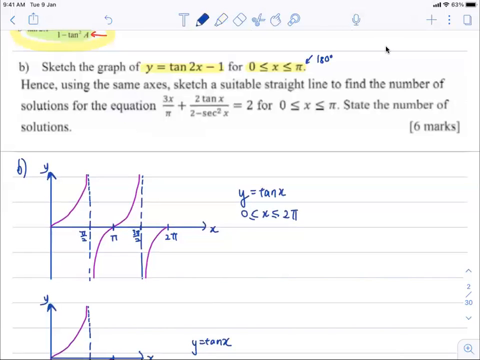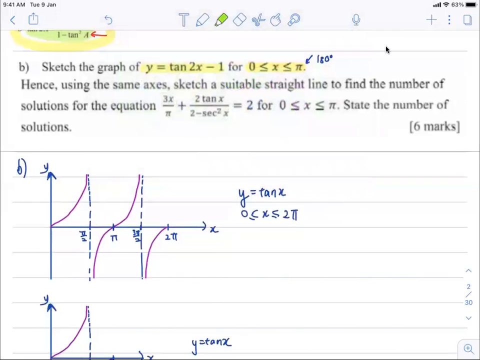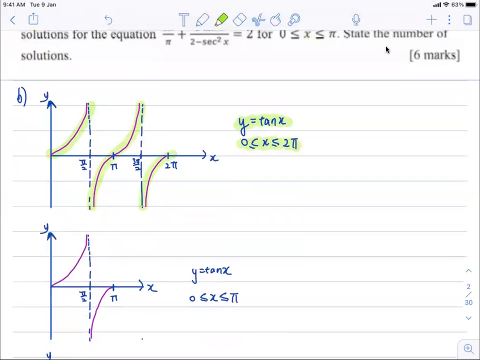And in order to sketch the graph of y equal to tangent 2x minus 1, you can use a step-by-step approach. We start with the most simple y equal to tangent x. And let's say we start with the range 0 to 2 pi. Notice this is just a regular tangent graph. And then the next step, we change the range of this graph to 0 to pi. It's still the equation y equal to tangent x. So basically we just take the range between 0 and pi. Then we'll get this graph.